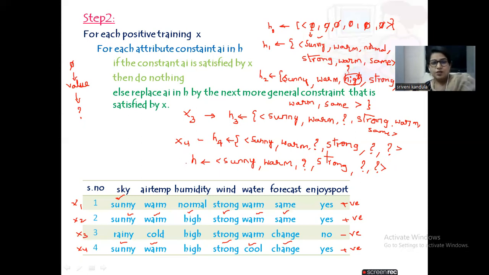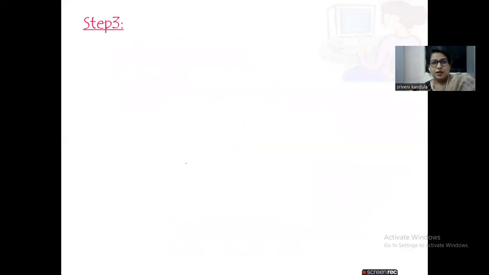So now what are we supposed to do? In the third step, output the hypothesis. So whatever hypothesis we obtained just now, that we have to output. So this is how the Find-S algorithm is going to work. So we have seen a step-by-step tracing of the algorithm.